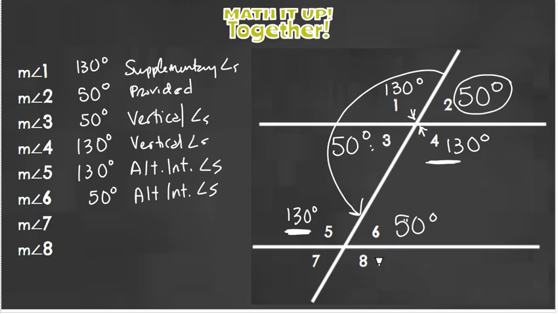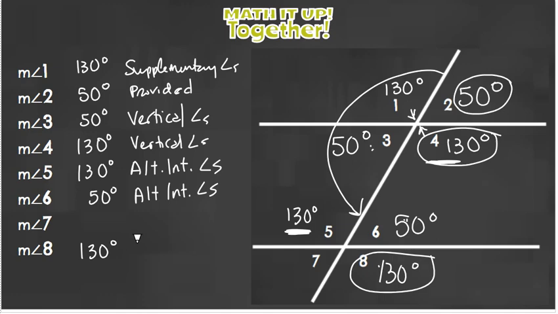We could use corresponding angles for 8. Again, not the only way to do it, but 4 corresponds with 8 in this set, and in this set 4 and 8 correspond. So we know corresponding angles are also equivalent or congruent. And we have 7 left.